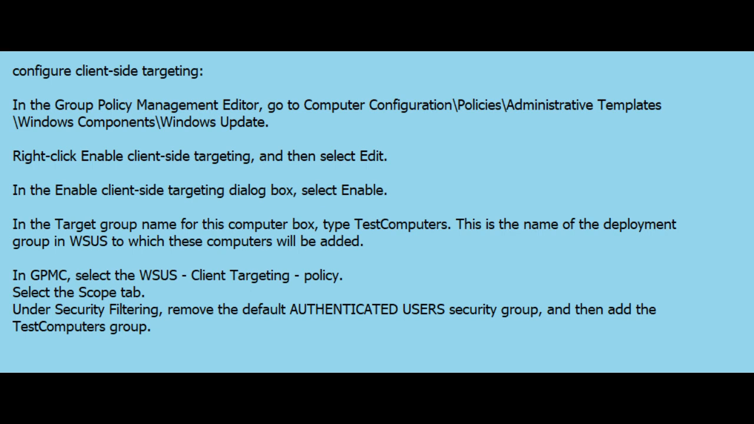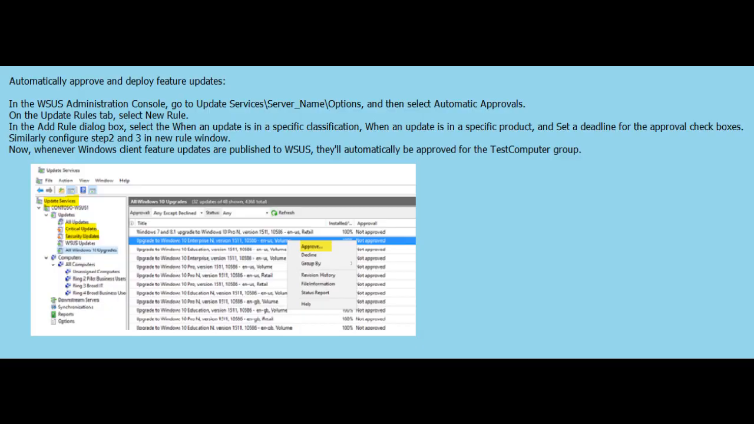In GPMC, select the WSUS Client Targeting Policy. Select the Scope tab. Under Security Filtering, remove the default Authenticated Users Security group and then add the Test Computers group. Automatically approve and deploy feature updates. In the WSUS Administration Console, go to Update Services/Server Name/Options and then select Automatic Approvals. On the Update Rules tab, select New Rule.